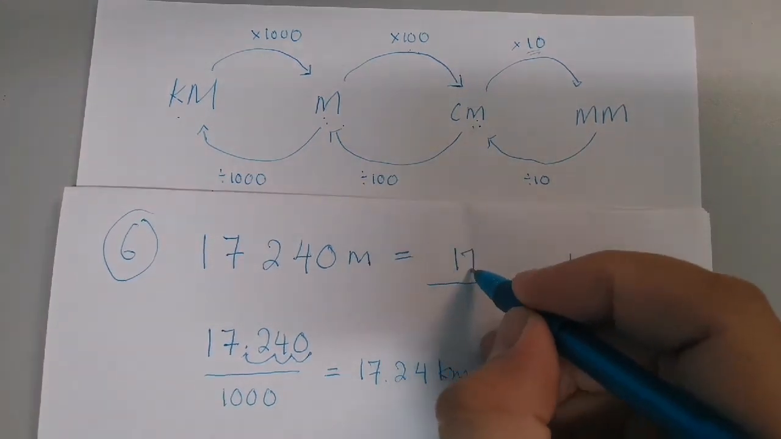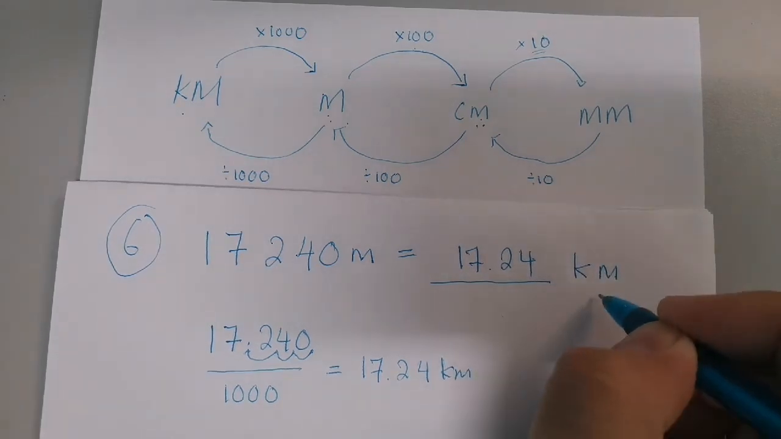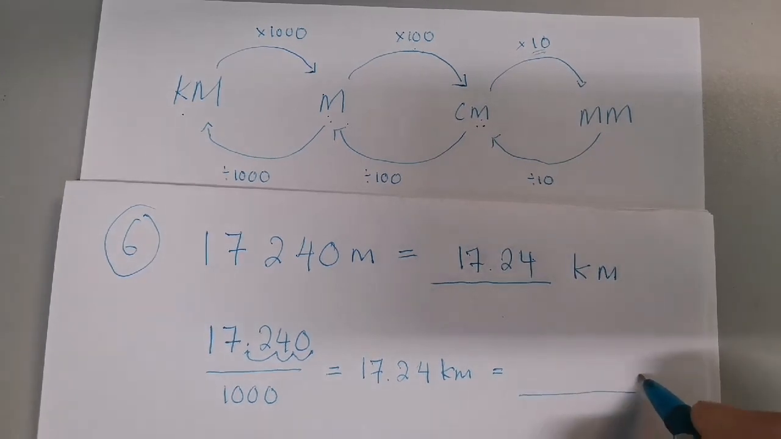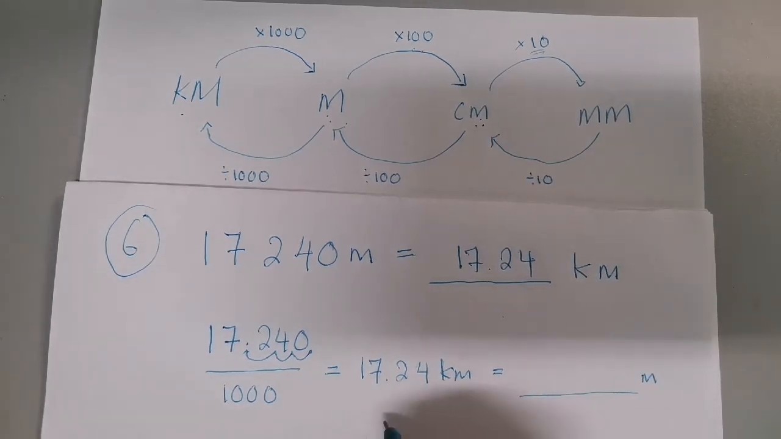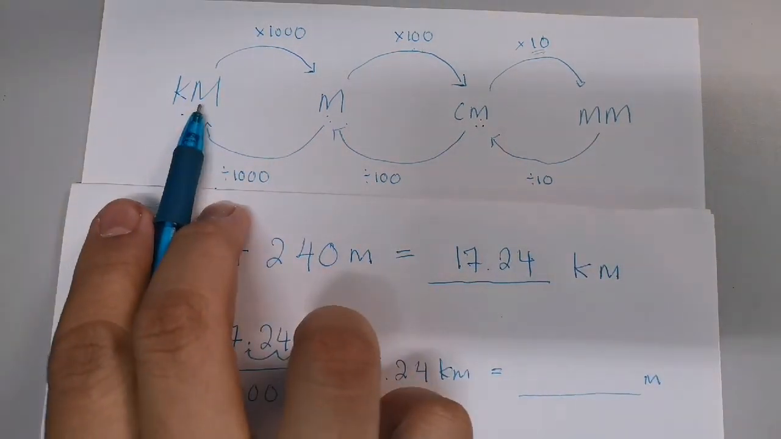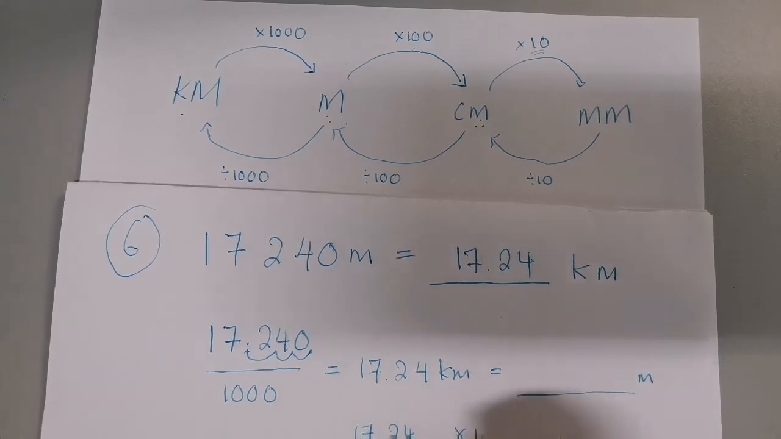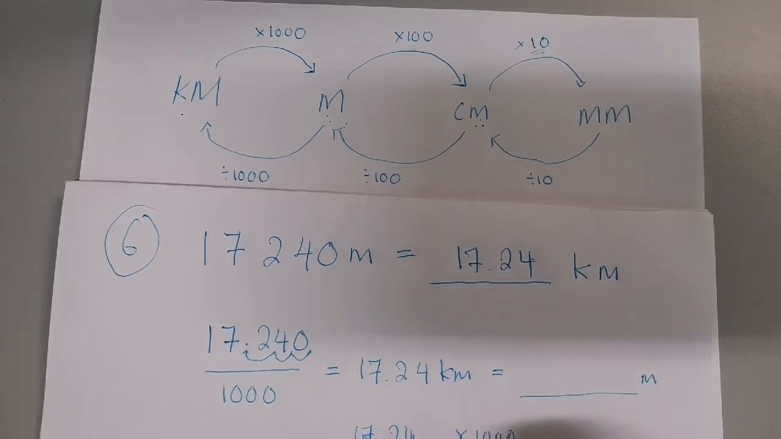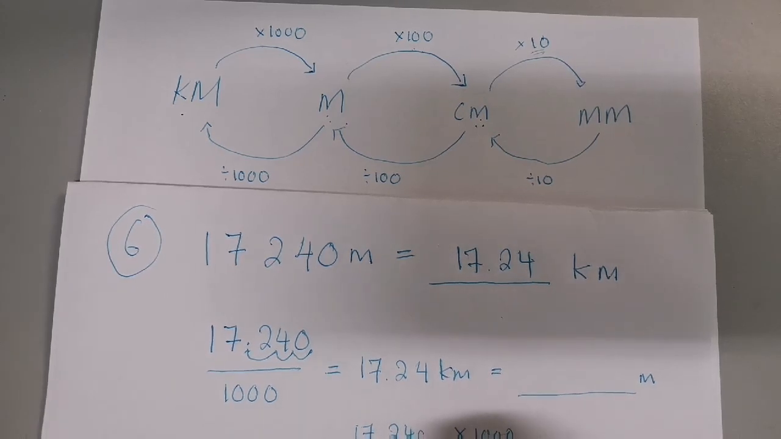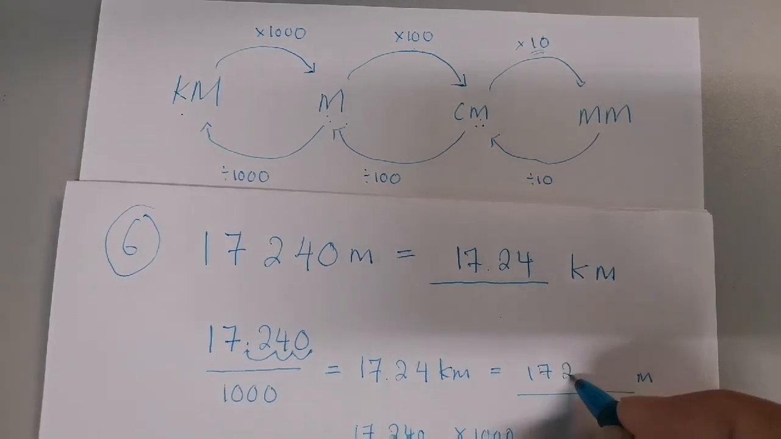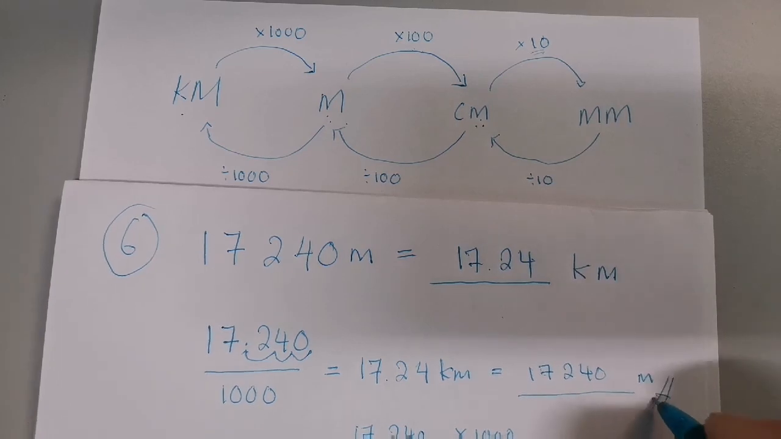So 17.24 kilometer. Let's try converting this back to meter. If you convert, you need to times with 1000. Kilometer to meter, you times with 1000. 17.24 times with 1000. The decimal point here, times with 1000, the decimal point will shift to the right. 1, 2, 3. Shift it 3 times. So your answer should be 17,240 meter.